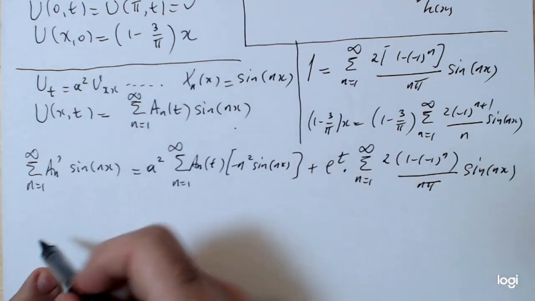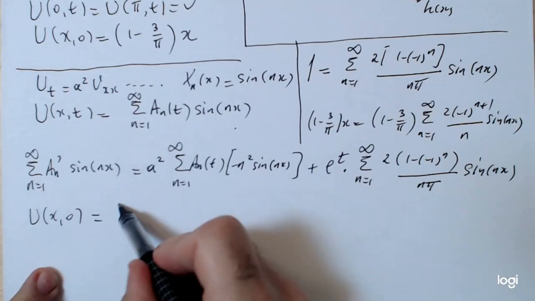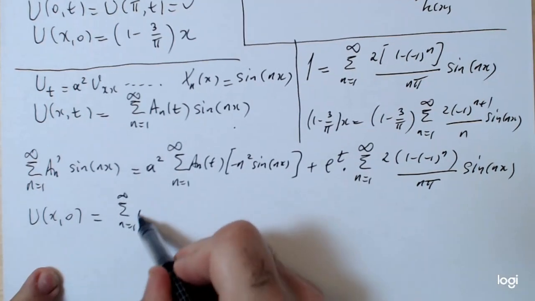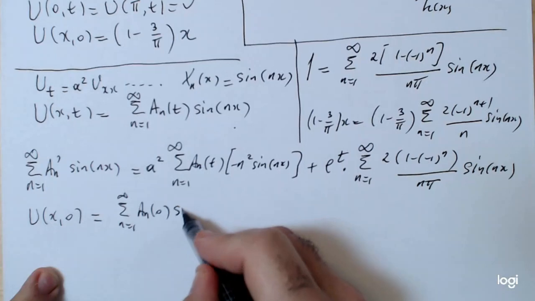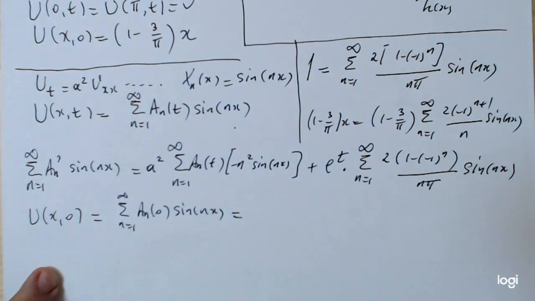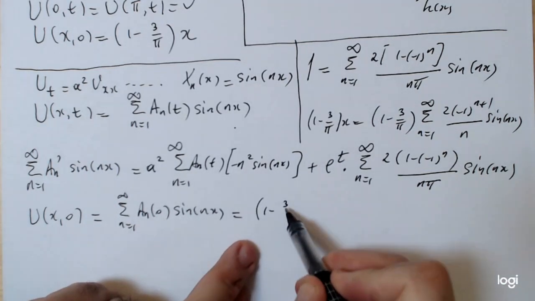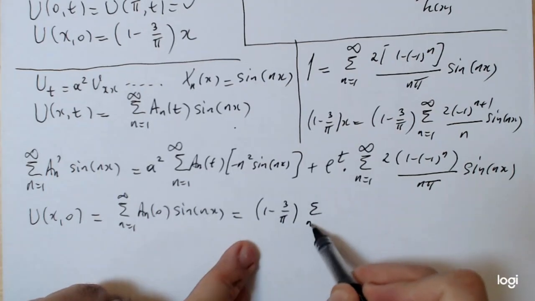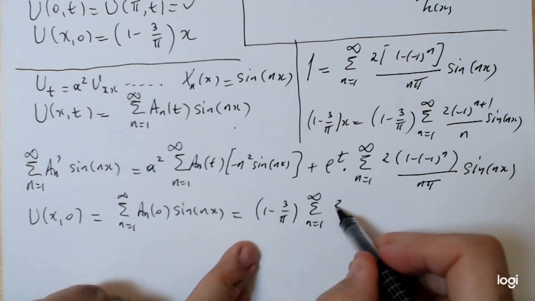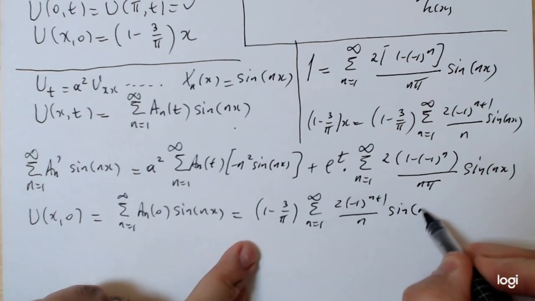Okay, so u of x,0 is going to be the summation from 1 to infinity of a_n of 0 sine of nx, and that's equal to 1 minus 3 over pi, summation of 2 minus (-1) to the n plus 1 over n, sine of nx.